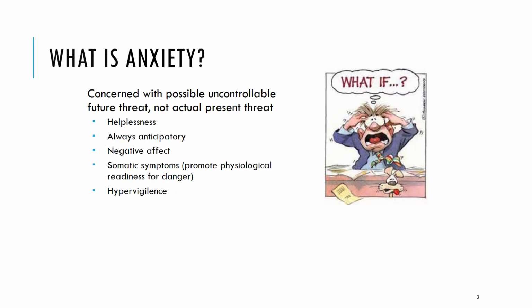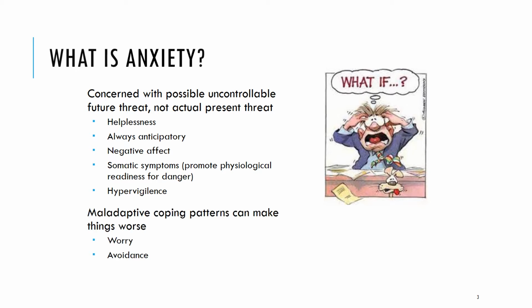So what is anxiety then? So anxiety is concerned with possible uncontrollable future threat, not actually the present threat. And anxiety gives us all different kinds of feelings. It makes us feel helpless. It makes us feel like we're always anticipating that something bad is going to happen. We could have negative affect, so always anticipating that something bad might make us look irritable or grumpy or tired, like I don't want to deal with this, I'm going to go to sleep. Somatic symptoms, so like my stomach hurts or my head hurts or I have muscle aches, which promote the physiological readiness for danger. And then hypervigilance, like something is going to happen. I know, I'm watching all the time that something is going to happen.